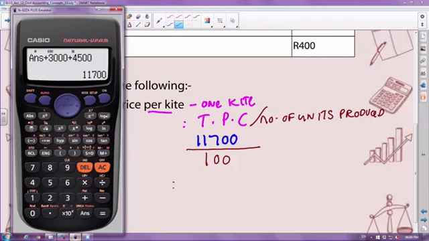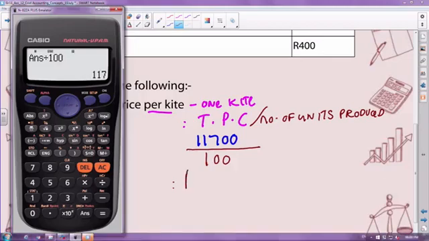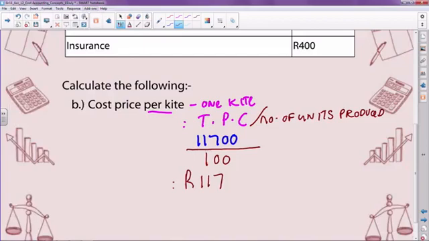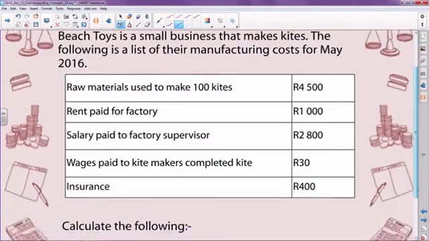So we've got the 11,700, divide that by 100, and that should give us the cost of making one kite is 117 Rand. Okay, right, hopefully you guys got that. Right, so second question completed, not difficult. Okay, let's move on now to our third question.